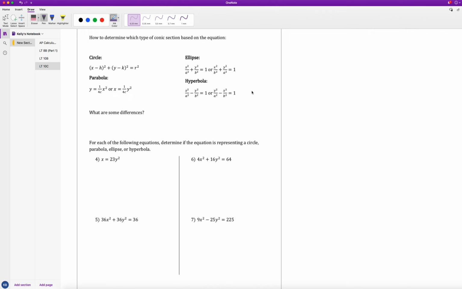Now, I want you to pause the video right now and compare all four of these together. What are some differences that you see and what are some similarities? Try to list as many as you can.